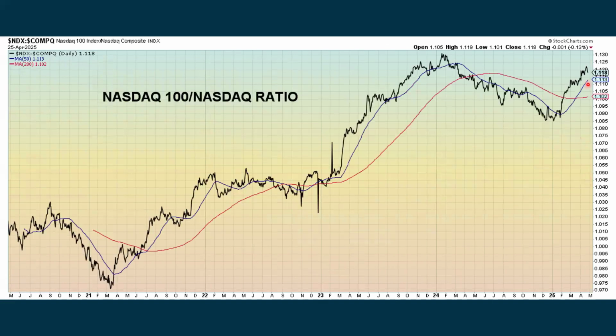The NASDAQ 100 is outperforming the NASDAQ. Now, both have been getting hit. The NASDAQ was the first to cross into a downtrend, a long-term downtrend. And then not too long ago, the NASDAQ 100 also went into a downtrend. But on a ratio basis, the NASDAQ 100 is holding up better than the NASDAQ.